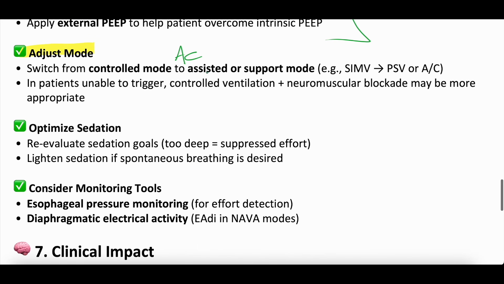Optimize sedation. If the patient is super deeply sedated and having ineffective triggering, can you lighten their sedation, right? Too deep suppresses their respiratory effort. So see if you can lighten it. Sometimes that will fix ineffective triggering. And then if you have advanced monitoring tools, these can be helpful in detecting ineffective triggering and its causes. So esophageal pressure monitoring, diaphragmatic electrical activity. We don't tend to use these devices, but they are out there and some people do use them.